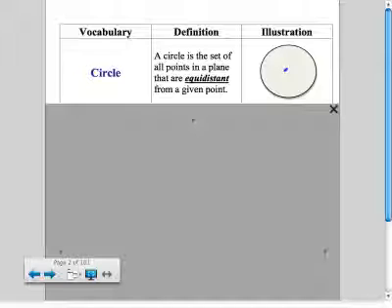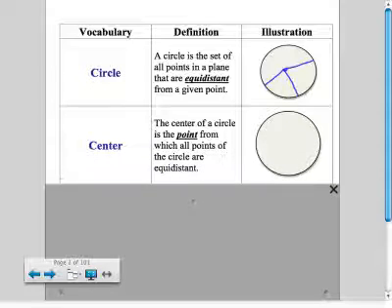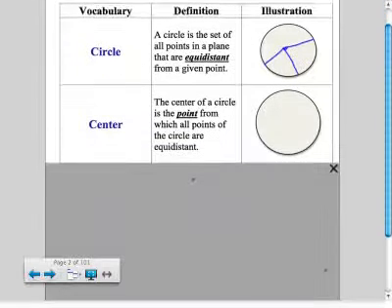There's the center of our circle. Every single point on the circle is the same distance away from that point. Okay? And so that's what we mean when we say all the points equidistant from a given point. The center of a circle is the point from which all points are equidistant. Okay, I kind of just mentioned that in the first part there.